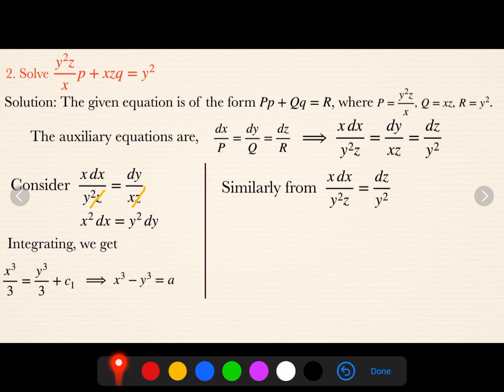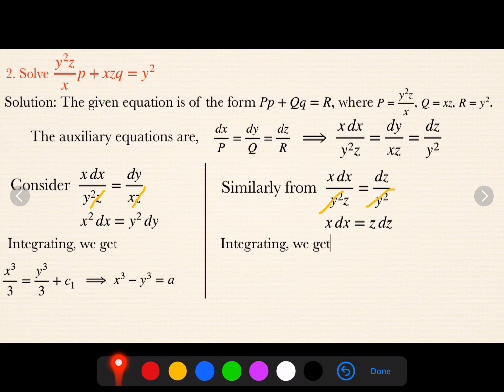Sorry, the second expression. Again I will consider the first and last. Clearly here also y square cancels. We are considering the x and z in the numerator, so that all the y terms cancel. Similarly, here dx and dz are there, meaning all the y terms should cancel. Now, separate the variables, x dx and z dz are there, so we can integrate that one.